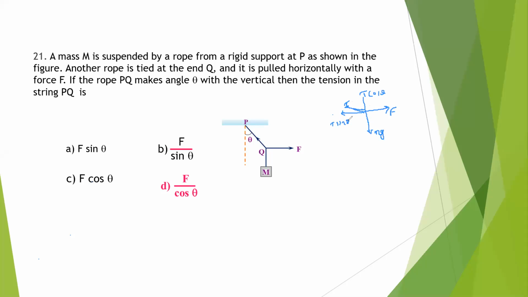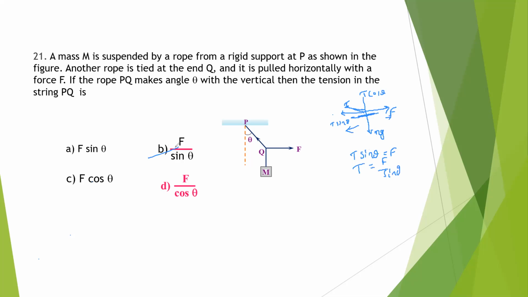So for horizontal equilibrium, we have T sine theta is equal to F. Can you see here the horizontal components are F in one direction and T sine theta in the other? Therefore, T sine theta is equal to F. Therefore, we can write the tension in the string PQ, T, is equal to F divided by sine theta. That is, option B is the correct option here.